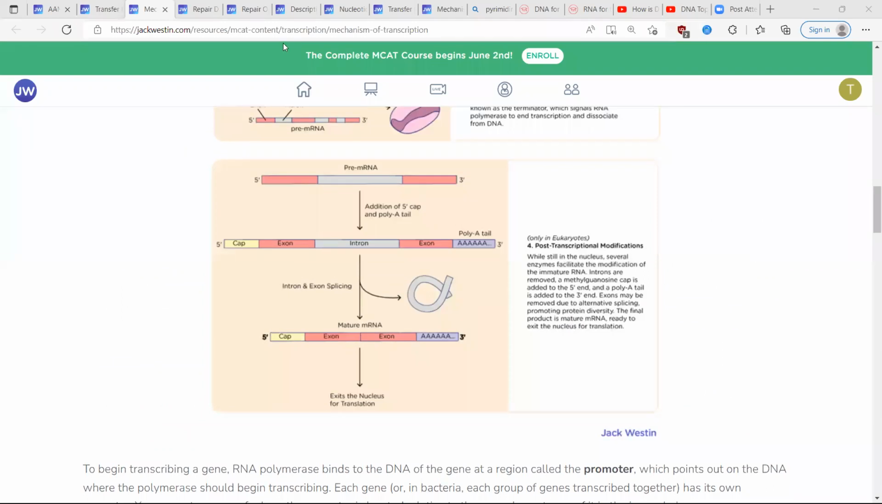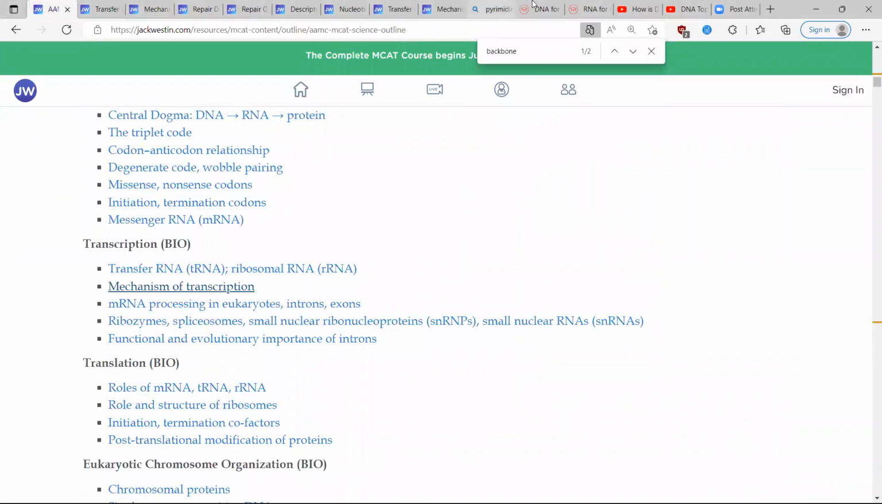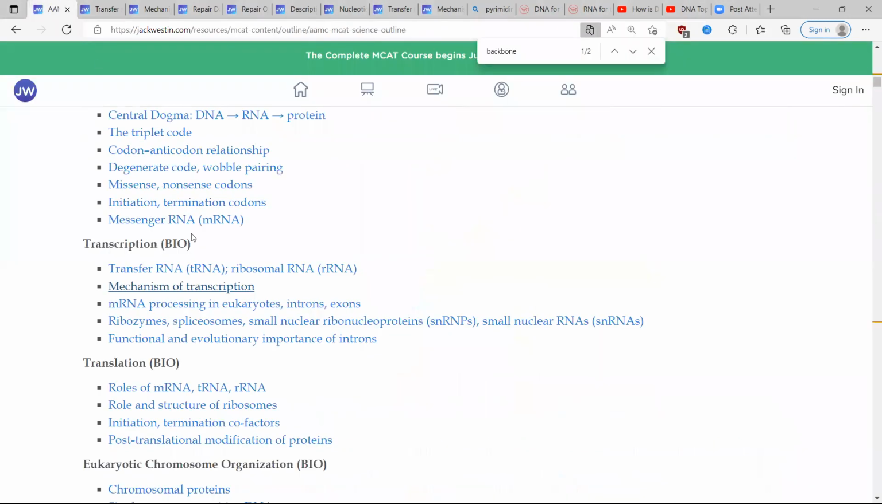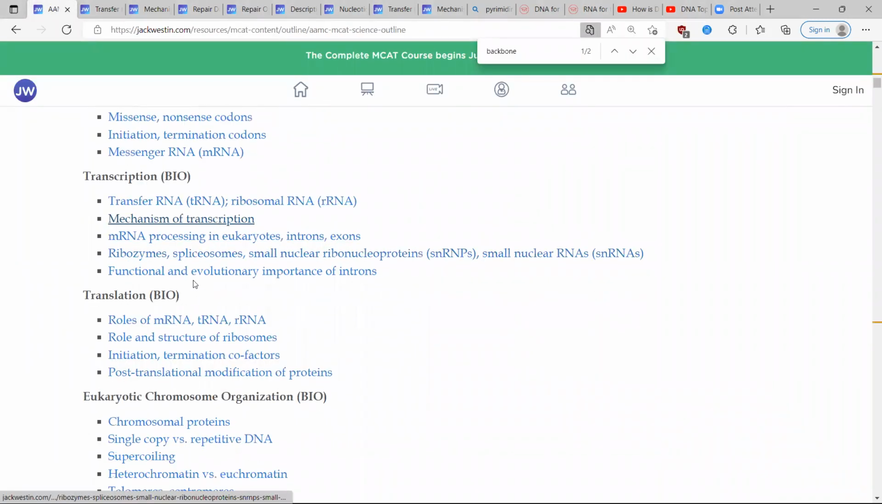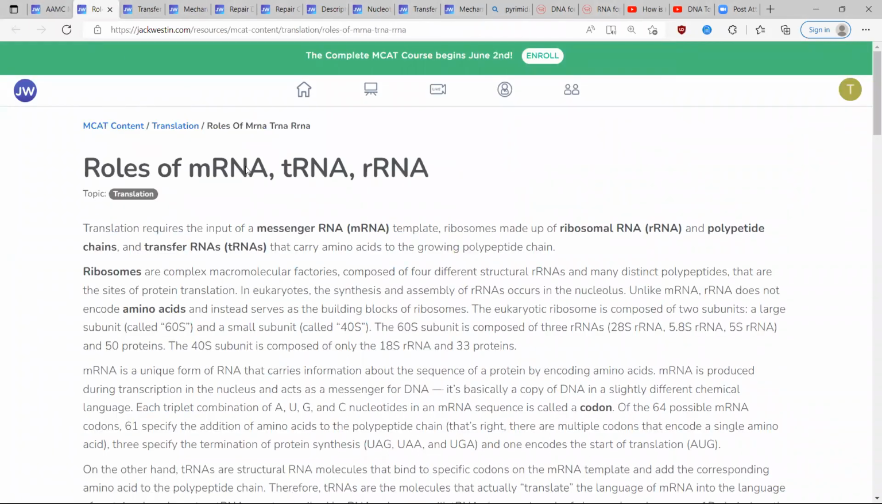So what do we do with our mature mRNA? Now, if we look back at the central dogma, we just made our mRNA. That's the middle step. Now we need to translate it into a protein. So after building the mRNA, it separates from the anticodon.